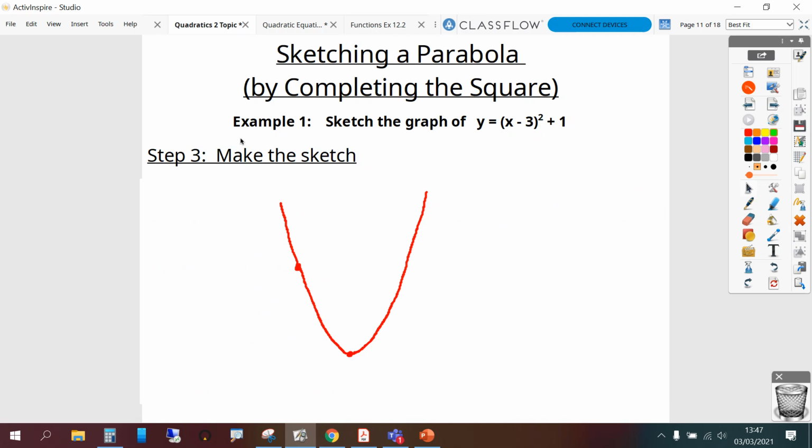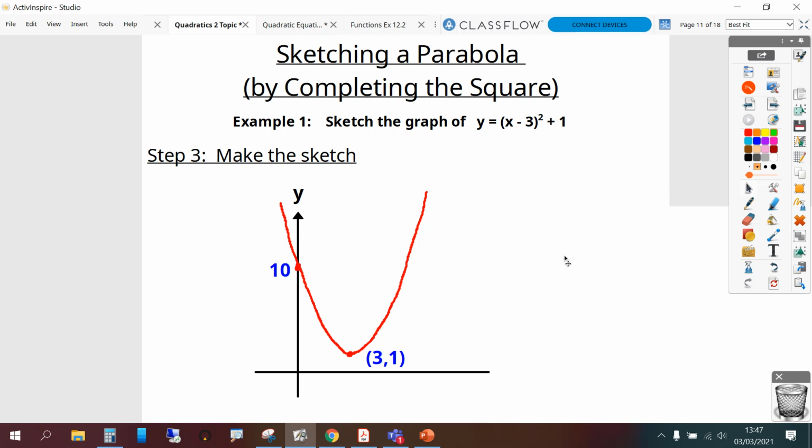Now we can sketch the graph, draw your axes, and label your points. So there we've got (0, 10), and we've got (3, 1) for the minimum turning point, and that's to get the graph sketched.